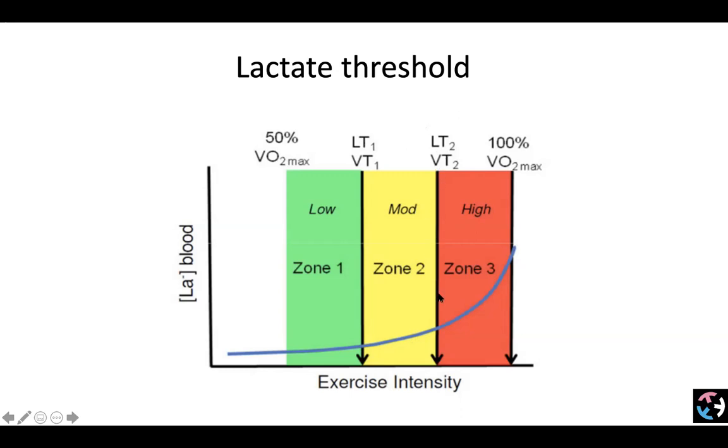You don't need to understand that in massive detail. From a running point of view, LT1 we would say is around your marathon pace, and your LT2 would be around your 10K pace. Obviously, it depends on how fast you're running them, but as a guide, your 10K pace for LT2 and marathon pace for LT1.